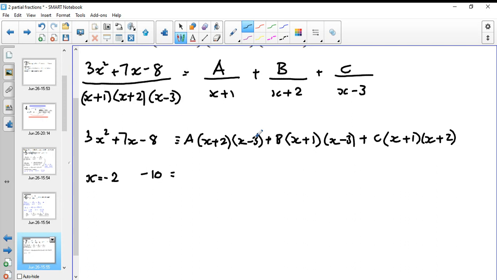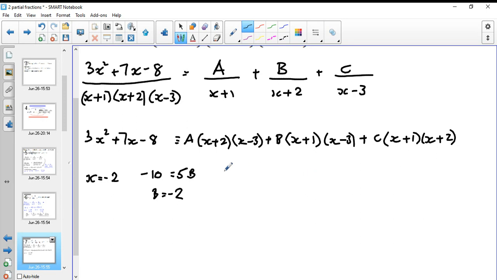This is 0, so that's gone. This is 0, so that's gone. Minus 2 in here, minus 2 plus 1 is minus 1. Minus 2, take 3 is minus 5. Minus 1 times minus 5 is 5B, which means that B is minus 2.